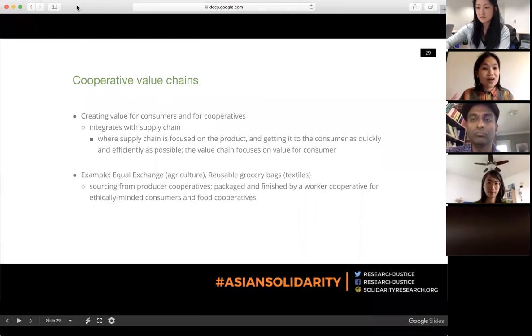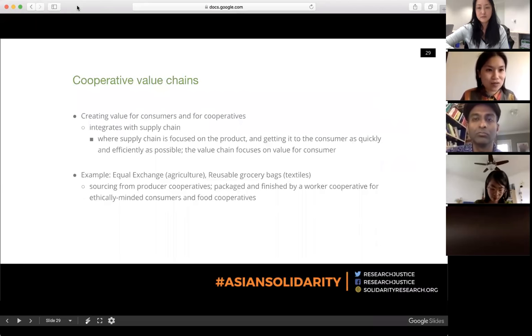What we're thinking about is, how can we insert cooperatives into these spaces so that we're not just getting a product from point A to point C, but also creating value where you know that the product you're getting is a great product, that it's ethical, and that it's worth paying an extra $5 for because it's not cheap. It's less about the cheapness and the quickness of the product that you're getting, but more of the experience.